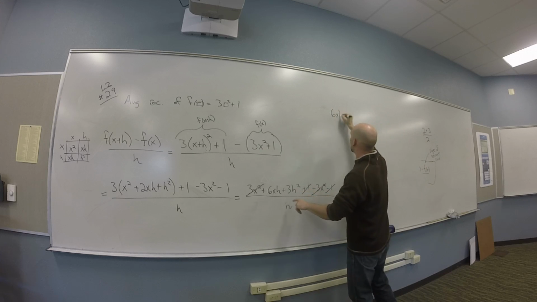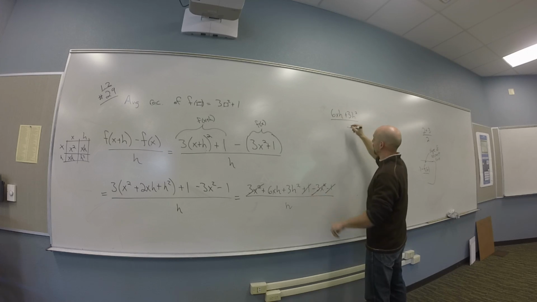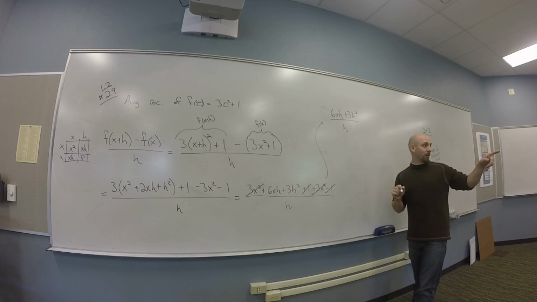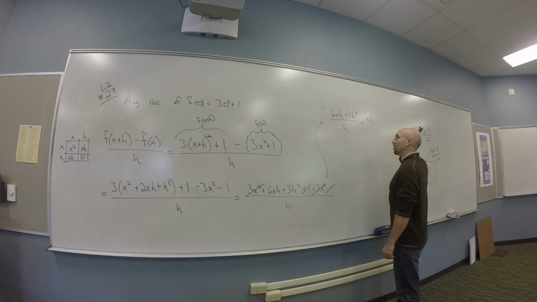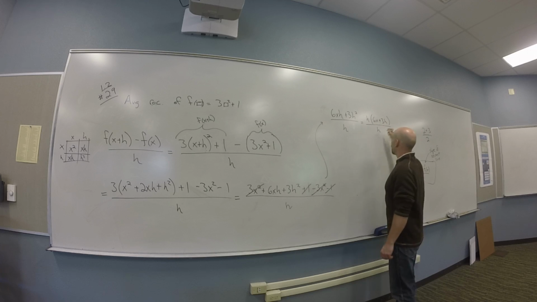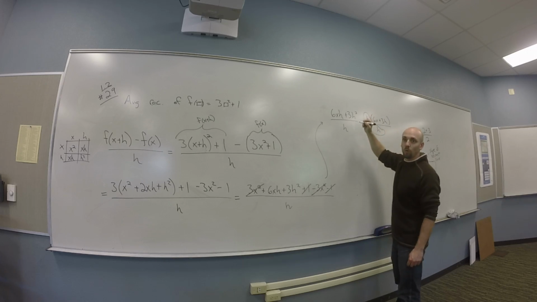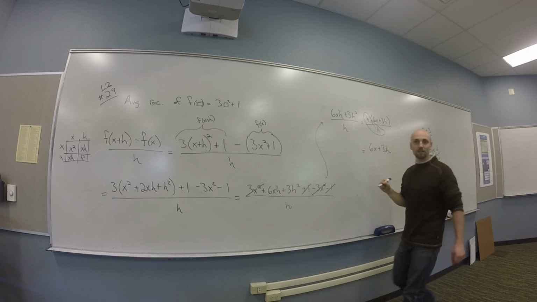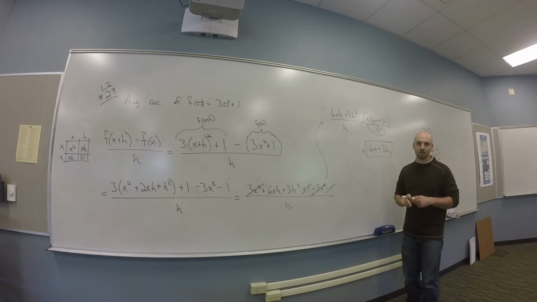I got a 6xh on the top. What else? Plus 3h squared, and this is all over h. Cool. Okay, now I can factor an h out. Like I see that there's h's all over the freaking place. So on the top, I'm going to pull an h. What are you left with? 6x plus 3h. Good. And then this is over h, right? And now the h is, yeah, h over h is 1, right? So you can drop that thing. So you're left with 6x plus 3h, which is a lot less scary than it was before, right? Cool. Questions, Steele?